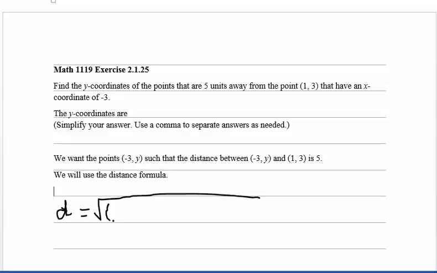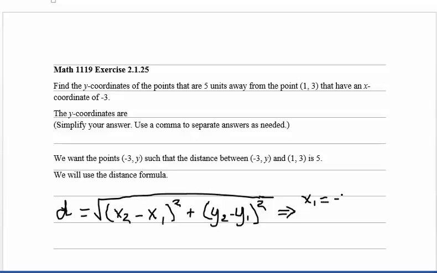of the square of the difference, x2 minus x1, plus the square of the difference, y2 minus y1. So our 2 points give us these coordinates. We'll let x1 equal -3, and we will let y1 equal y.